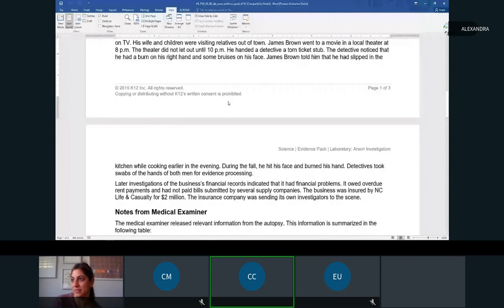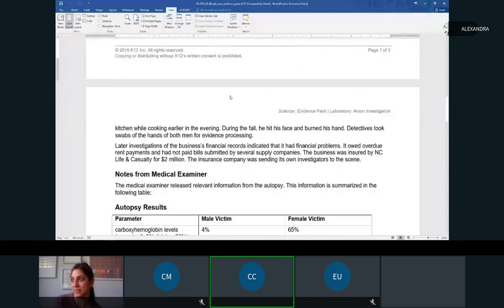Later investigations of the business's financial records indicated that it had financial problems. It owed overdue rent payments and had not paid bills submitted by several supply companies. The business was insured by NC Life and Casualty for $2 million. The insurance company was sending its own investigators to the scene.